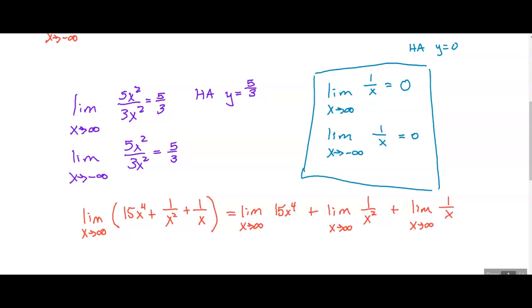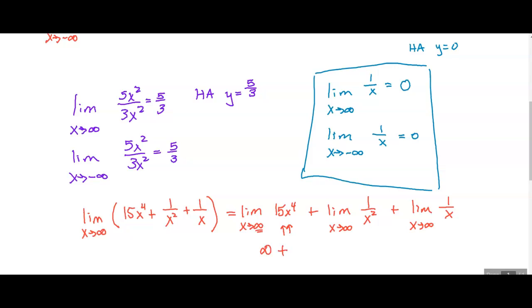Now this is one of those rules we talked about right at the very beginning of limits. Remember, I told you that was eventually going to be important, and here it is. So you can just take each of these limits separately. For this one, this is a positive even power, so I know it has end behavior of up. I want to know what's happening at infinity, so that's the right-hand side. So this limit right here is just infinity.